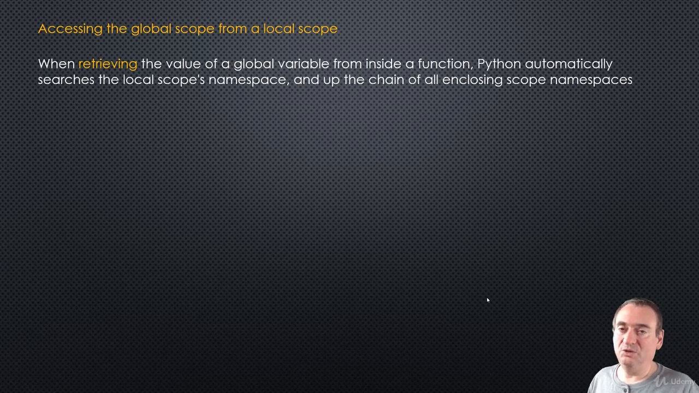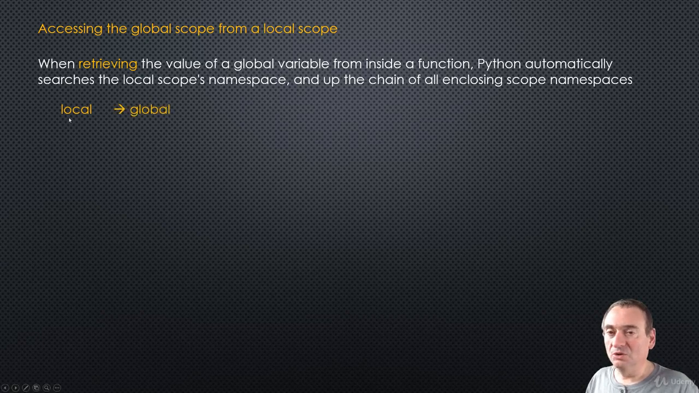So how about accessing the global scope from the local scope? Now we've seen that when we try and access something, let's say we want to reference the value true, the label true, then we know that Python is going to look at the local scope, doesn't find it, might go to the next scope up, maybe it's the module scope, doesn't find it, looks at the next scope up, which is the built-in scope, finds it, uses it, right? So when retrieving the value of a global variable from inside a function, Python automatically searches the local scope first, and if it doesn't find it, then it works its way up the chain of scopes and their namespaces.